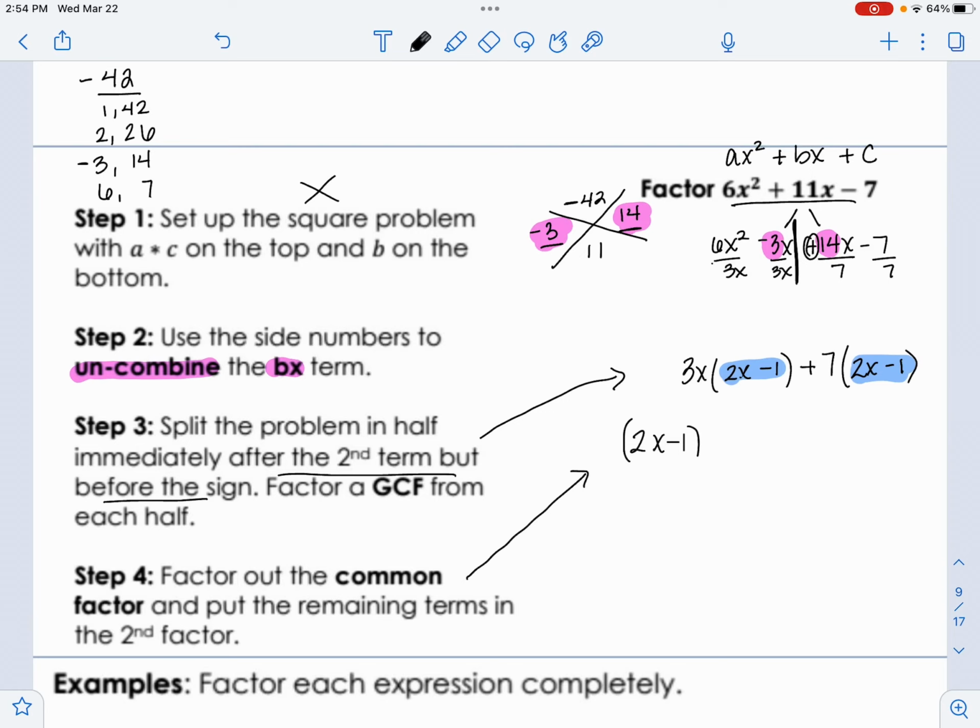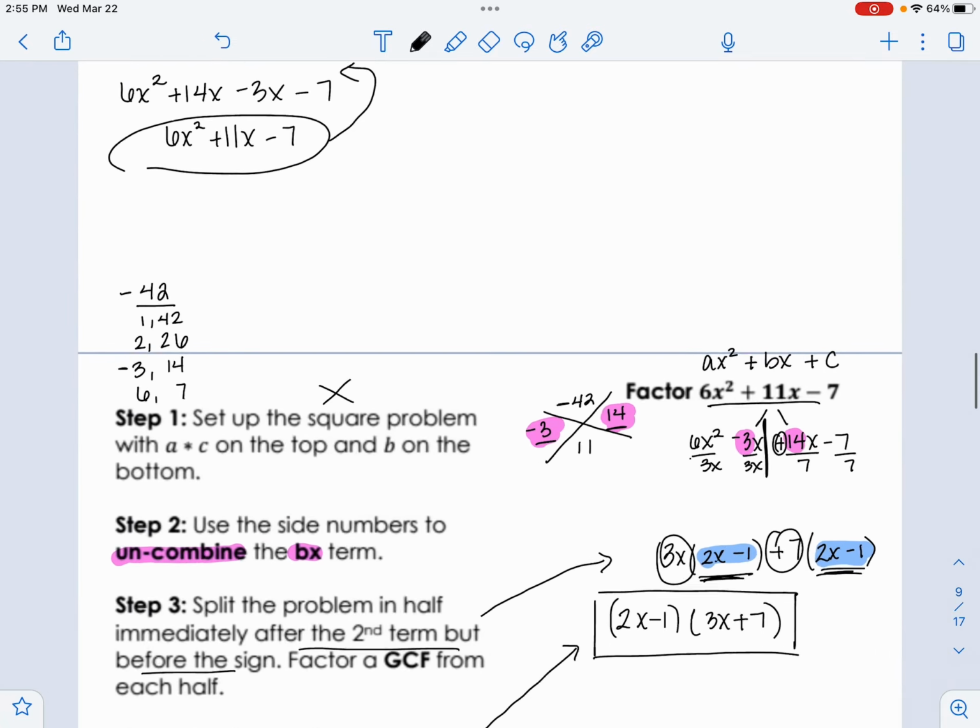So we're going to factor out the common factor. The common factor is 2x minus 1. What we have left is 3x plus 7. And put the remaining terms in the second factor. So 2x minus 1 and then 3x plus 7. So in short, what you see twice, which should match, you're going to write once. One of the things that I always tell students to do is circle what's on the outside and put that in its own factor. So 2x minus 1, we write that once. What's left is 3x plus 7. And this is our polynomial factored.